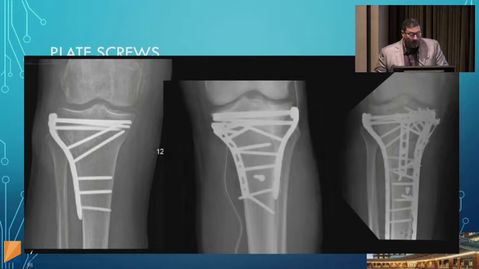On your left, you see a lateral plate with multiple screws. The middle picture is a medial and lateral plate based on the fracture geometry, and the picture on your right shows actually three plates: medial, lateral, and posterior.